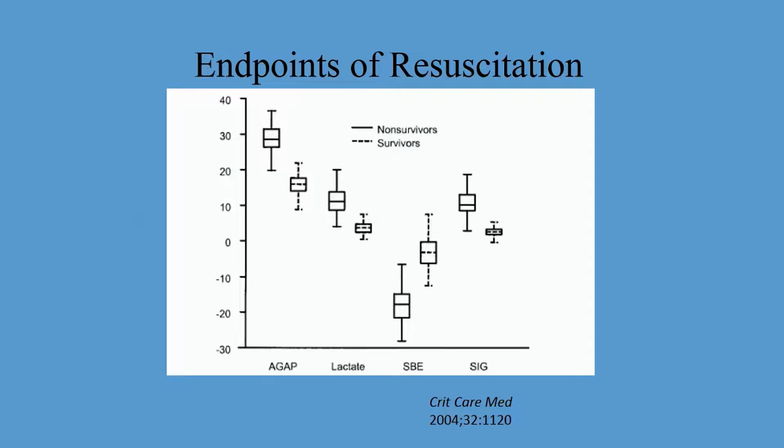And this graph from an article in Critical Care Medicine in 2004, they compared looking at the anion gap, just basic metabolic acidosis, to the lactate, to the base excess, to the strong ion gap, and really all of them were potentially useful in predicting survivors versus non-survivors as an endpoint of resuscitation.